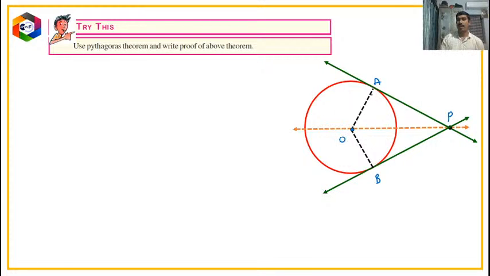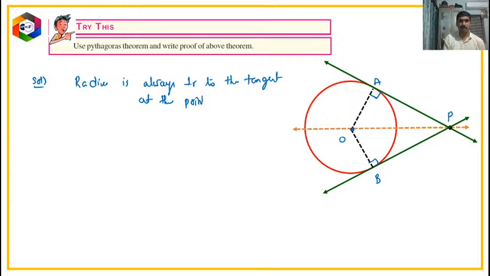Now we know that the radius is always perpendicular to the tangent at the point of contact. Now angle OAP is how much then? Angle OAP is equal to 90 degrees. Now, according to Pythagoras theorem, I am going to calculate AP.